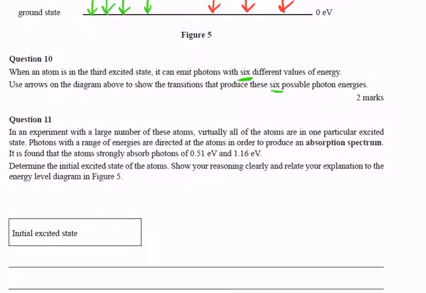I did an experiment with a large number of the atoms. Virtually all the atoms are in one particular excited state, and photons with a range of energies are directed at the atoms in order to produce an absorption spectrum. So it absorbs, which means electrons absorbing energy, and they jump up. It is found that the atoms strongly absorb photons of this and this. Determine the initial excited state of the atom, show your reasoning clearly, and relate your explanation to the energy level diagram in figure 5.